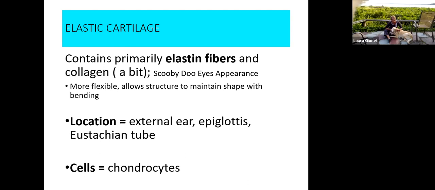It connects the middle ear, which is the region on the other side of your tympanic membrane, to the upper part of the back of your throat, which is called the nasopharynx, and it helps balance air pressure. But you'll get to know some of these things as we progress through A&P1 and A&P2. And the cells, of course, are chondrocytes.